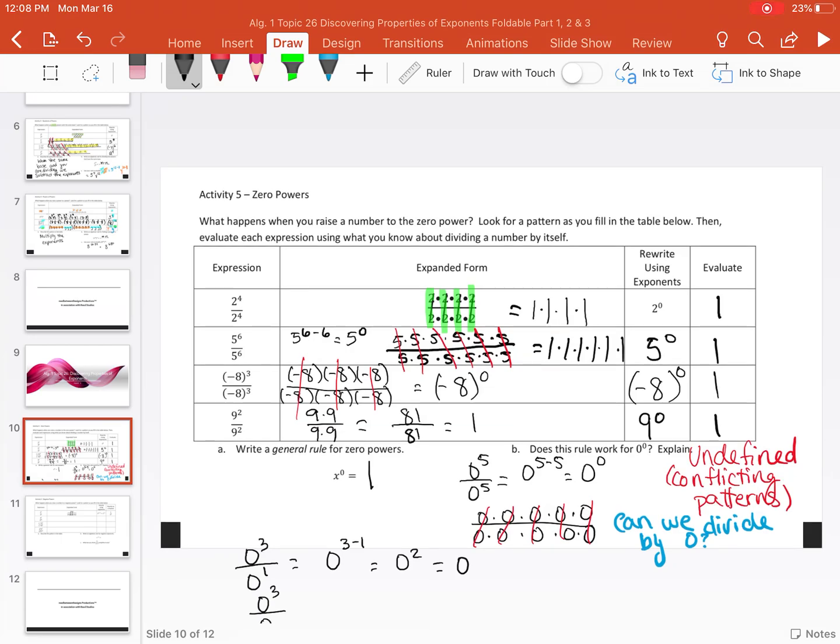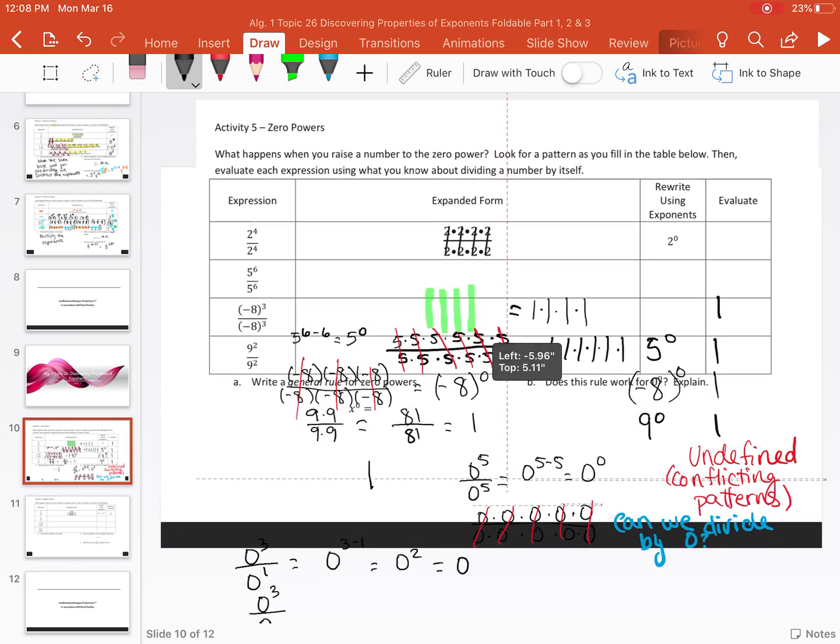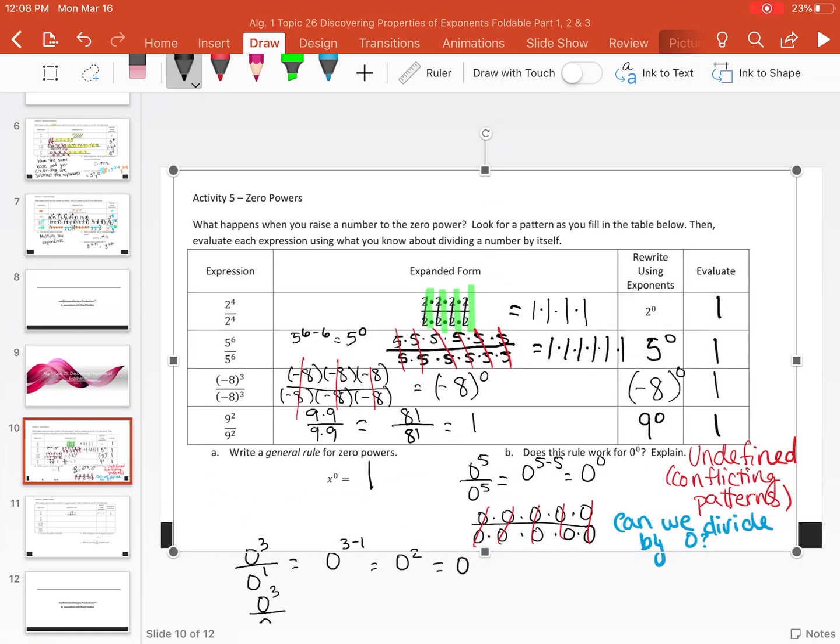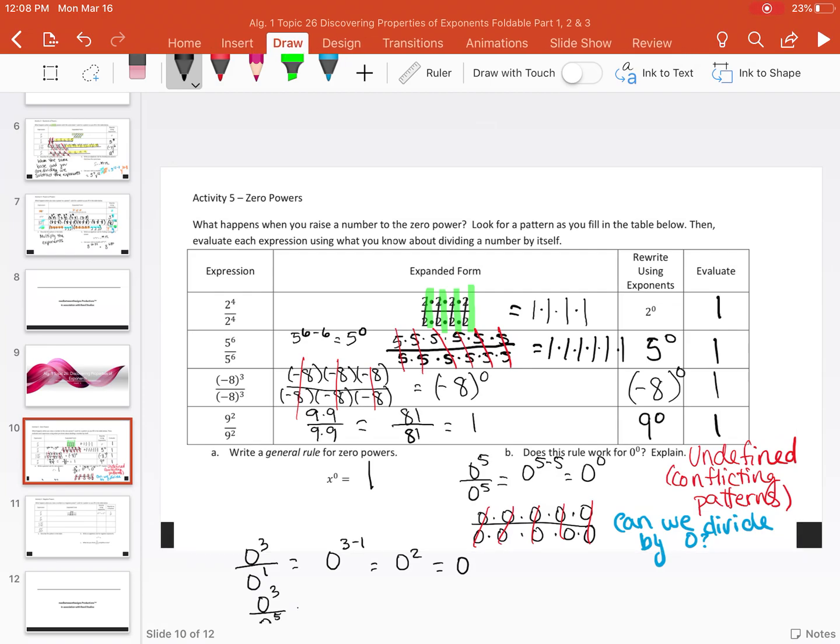What if we have 0 to the third over 0 to the fifth? So here, if we subtract, we get 0 to the 3 minus 5, which is 0 to the negative 2. Now, we'll learn in a few seconds that when we deal with negative exponents, we're actually going to move them to the denominator. And here, this is undefined, because we cannot divide by 0.